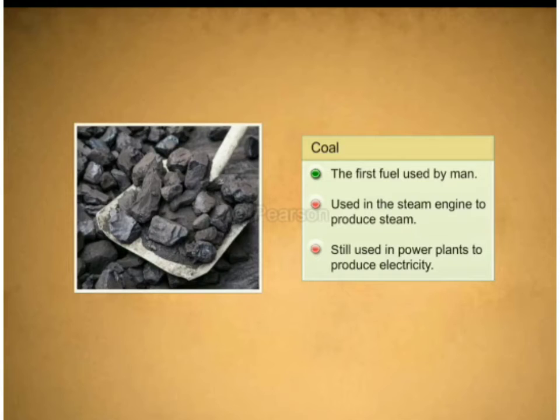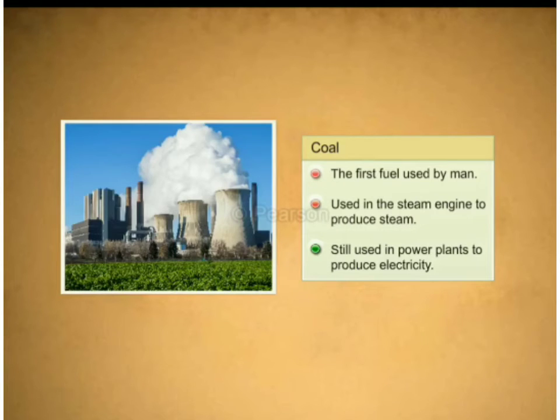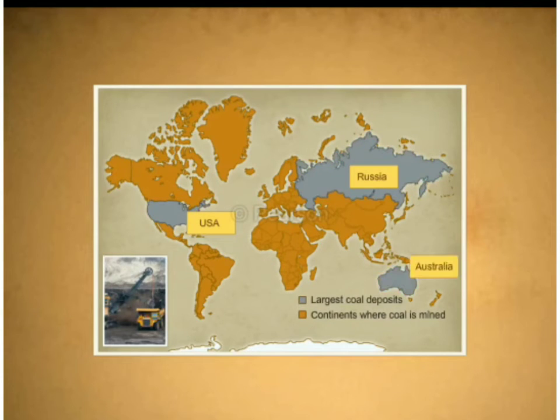It was the first fuel used by man. It was used in the steam engine to produce steam and is still an important source of energy, as it is used in power plants to produce electricity. Coal is mined on all continents except Antarctica. The largest coal reserves are found in the USA, Russia, Australia, China, India, and South Africa.